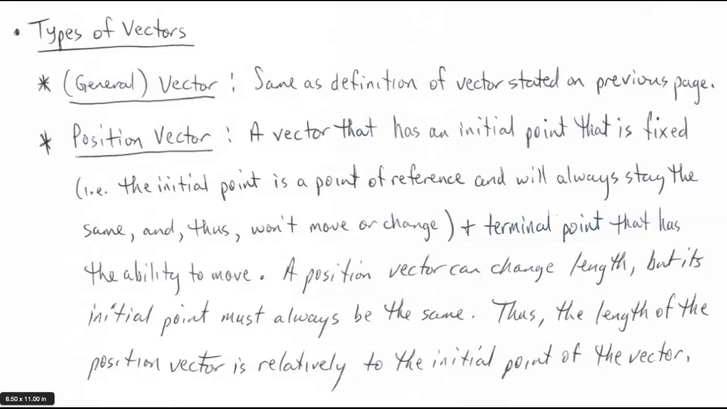So a general vector is the same definition that we stated previously. That was just a directed line segment where it starts at some initial point and ends at some terminal point.